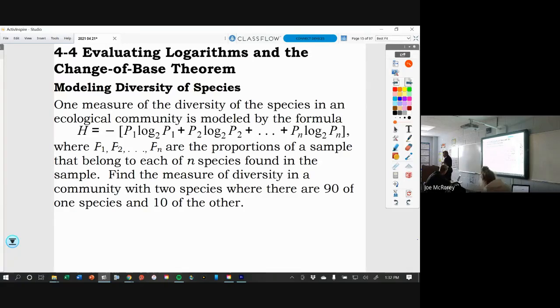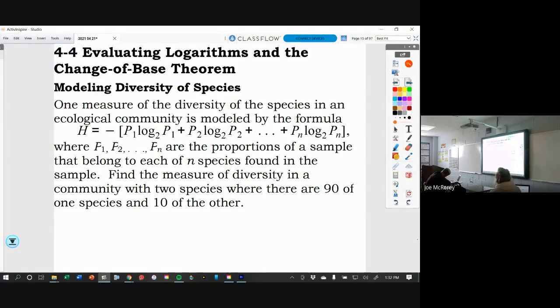Okay, this is another situation where they're just going to give you some kind of a log situation. They give you the equation. You've got to figure out how to use it. One measure of the diversity of the species in an ecological community is modeled by this formula. That's a wonderful formula. Where P sub 1, P sub 2, all the way up to P sub n are the proportions of a sample that belong to each of n species found in the sample.